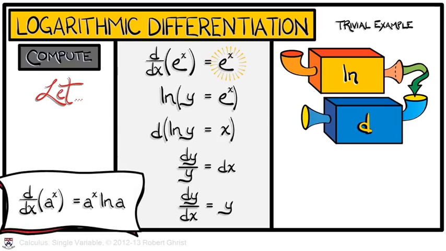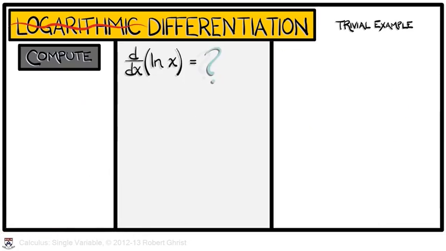Now, you can compute other things similarly. For example, you could show that the derivative of a to the x, where a is a constant, is a to the x times log of a. And that's a fun exercise. But there's more to logarithmic differentiation than just this. In fact, applying operators gives lots of examples of things that are not quite logarithmic differentiation, but follow a similar pattern. For example, let's look at the derivative of log of x.